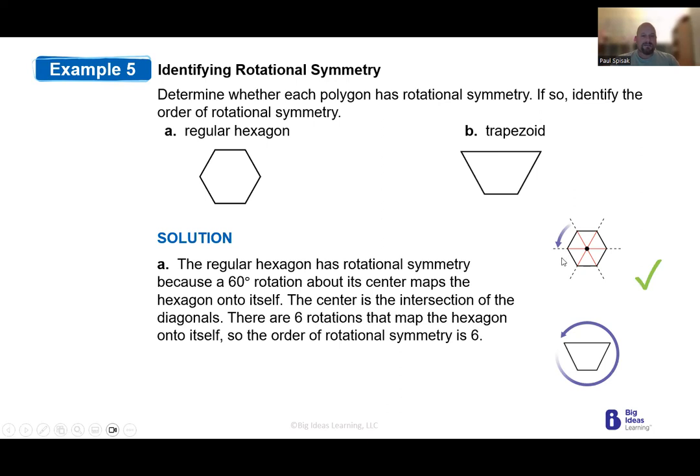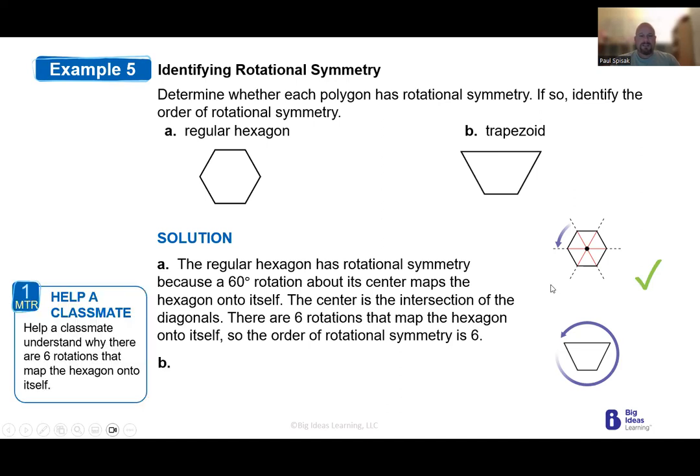What is the magnitude of that rotation? It is a 60-degree rotation. So on here, a regular hexagon has rotational symmetry because a 60-degree rotation about its center maps the hexagon onto itself. The center is the intersection of the diagonals. There are 6 rotations that map the hexagon onto itself. So the order of the rotational symmetry is 6.